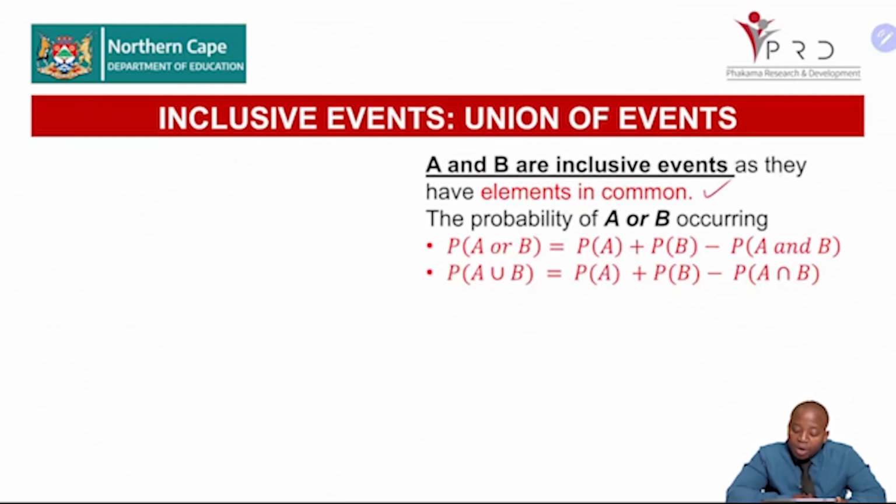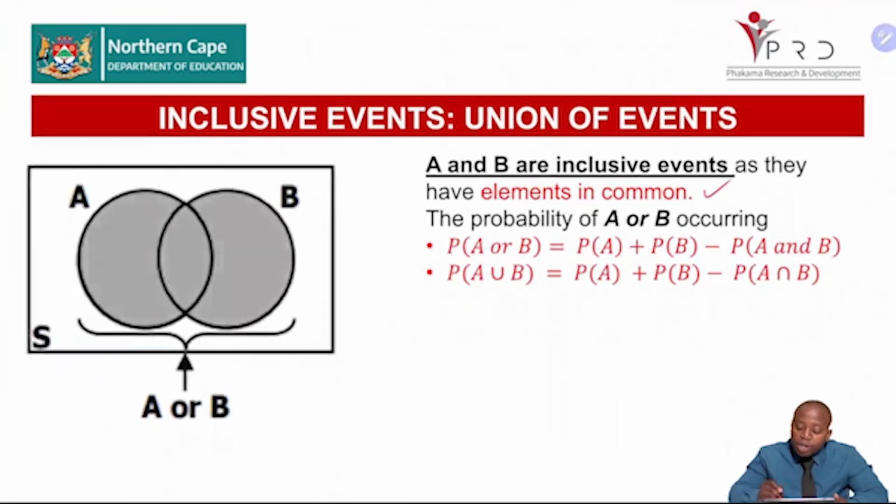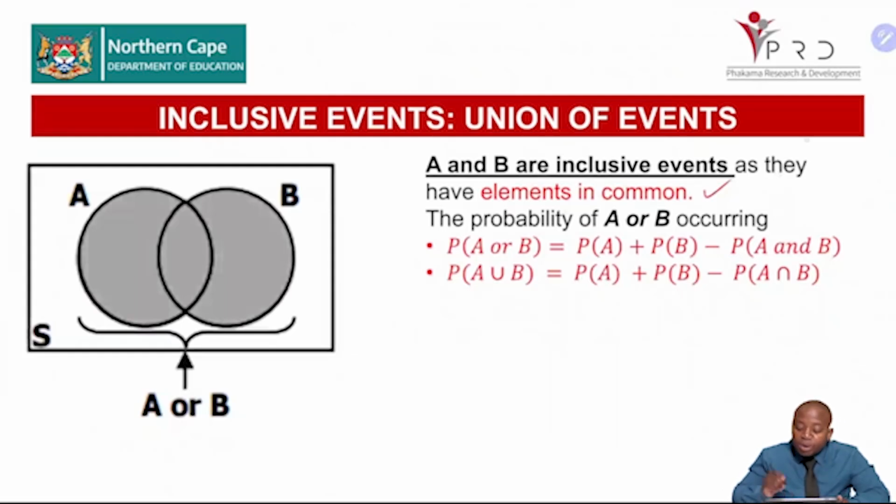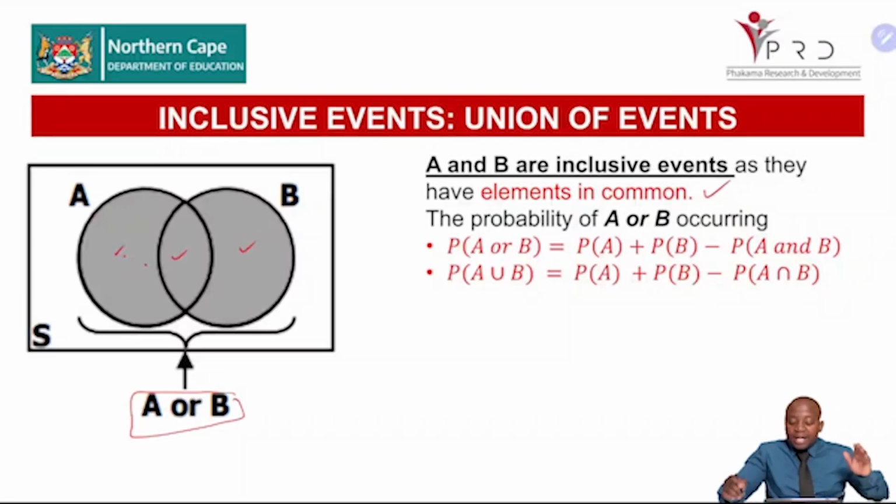So the probability of A or B occurring is given on the formula sheet. It is: the probability of A or B is equal to the probability of A plus the probability of B minus the probability of A and B occurring at the same time. So the union of events, we are talking about the event that occurs in A or B in that case. So the probability of A or B is the probability of taking out anything here or there. So it is the probability of getting a certain desired outcome in any of the events.